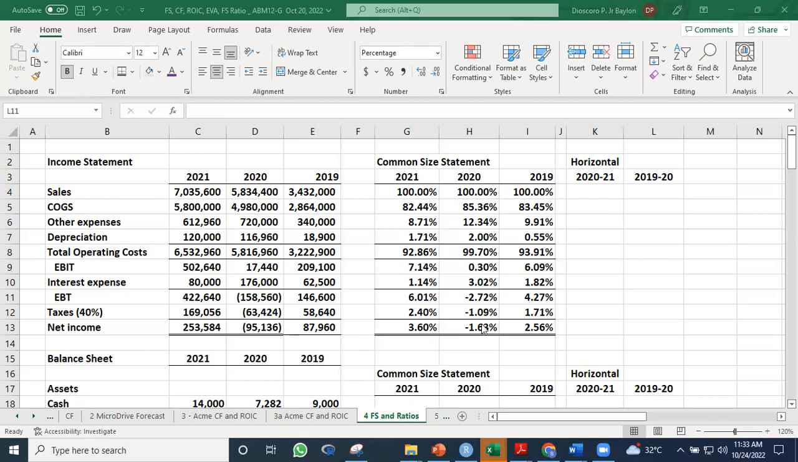So, noong 2020, mukhang hindi maganda yung performance ng company. Noong 2019, mas maganda pa kaysa noong 2020. 2.56. At least dito kumita ng 2 pesos and 56 centavos. Okay? Sa bawat 100 peso ng sales. All right. Did that answer your question? Okay, class, clear? Nasagot yung question? Okay, thank you.